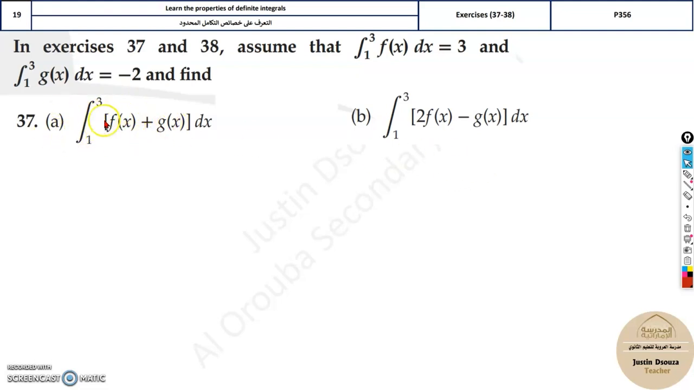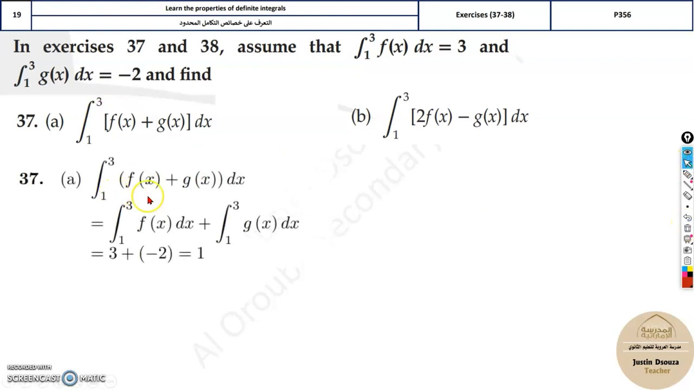Look over here. You have the function f of x plus g of x. You need to multiply this limit inside. So when you multiply over here, it's like the distributive property. It goes to both sides. Now what happens over here is when you multiply inside, it'll be integral 1 to 3 f of x dx plus integral 1 to 3 g of x dx.